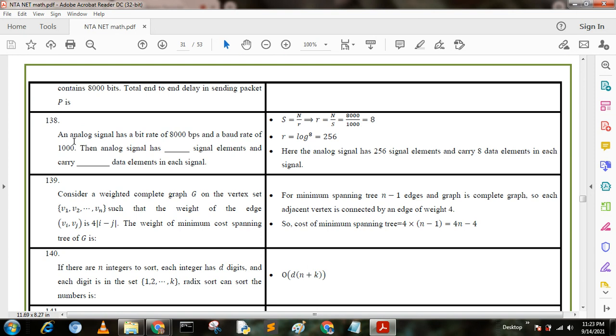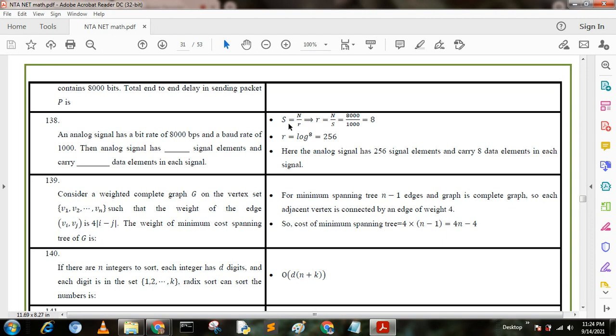Next question. An analog signal has a bit rate of 8000 bits per second and a baud rate of 1000. Then the analog signal has dash signal elements and can carry dash data elements in each signal.